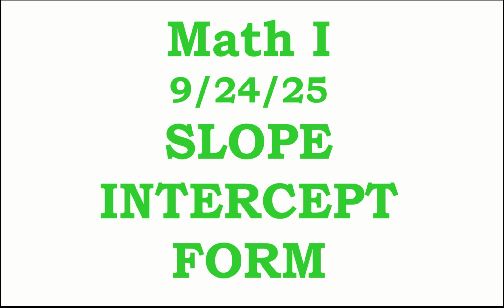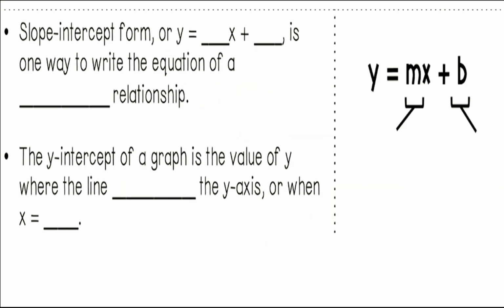All right, so now that we know how to find slope, we've got to be able to find a whole entire linear graph. It's a form called slope intercept form. The reason it's called that is it has the slope and the y-intercept. So slope intercept form is y equals mx plus b. It's one way to write a linear relationship.